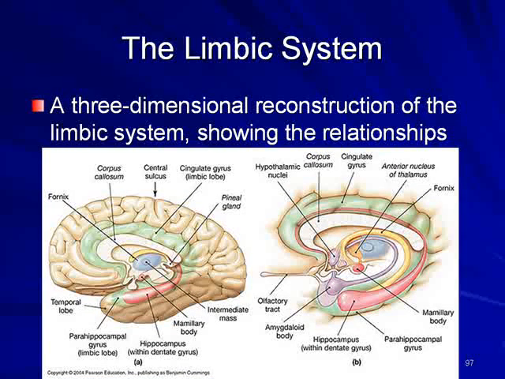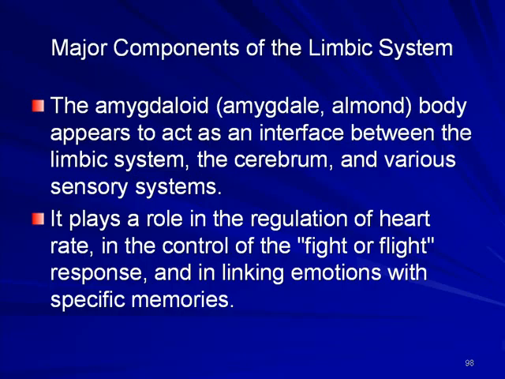Three-dimensional construction of this limbic system shows the relationship. Major components of the limbic system. The amygdaloid, the amygdala, which is like a little almond, you may have heard that term before, acts as an interface between the limbic system and the cerebrum, plays a role in regulation of heart rate, control of the fight or flight response. You probably heard that before when we talked about endocrine, or we talked about the adrenal glands, secretion of epinephrine, which control the flight or fight response.